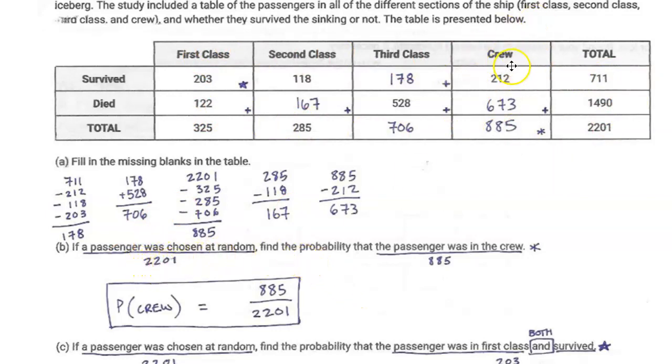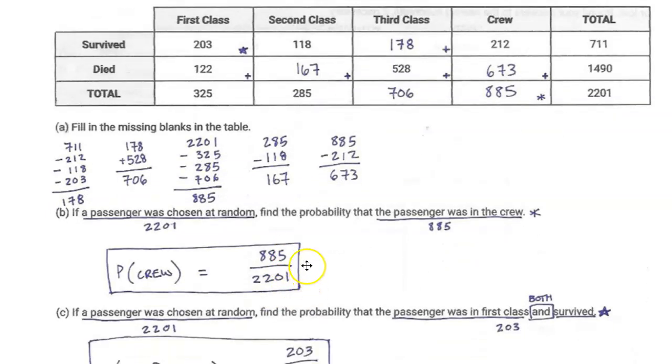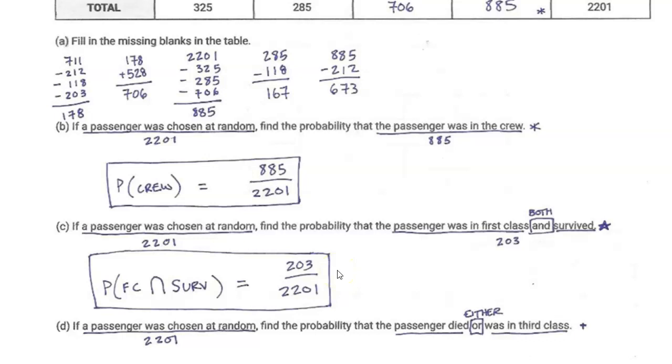If a passenger is chosen at random, I can choose from 2,201 passengers. Yes, I'm counting the crew as passengers. Find the probability that the passenger was in the crew. Well, there's 885 total folks in the crew, so 885 divided by 2,201. The probability of crew is 885 over 2201. You don't have to simplify this at all, but I tried this in the calculator. I did math enter for this, and it gave me 885 over 2201.